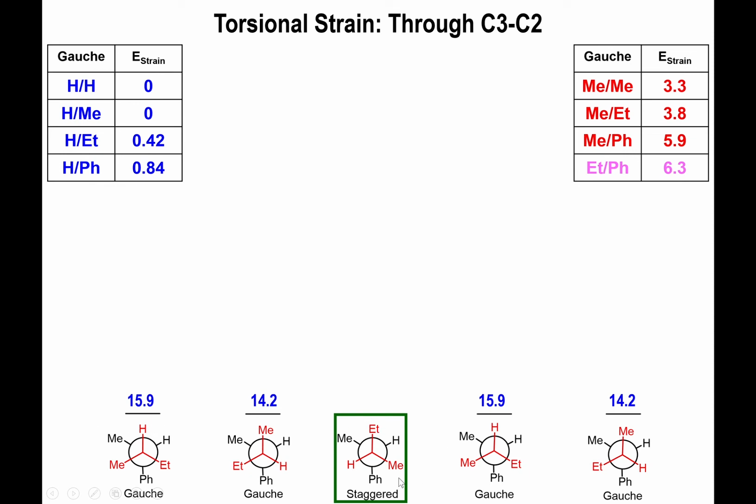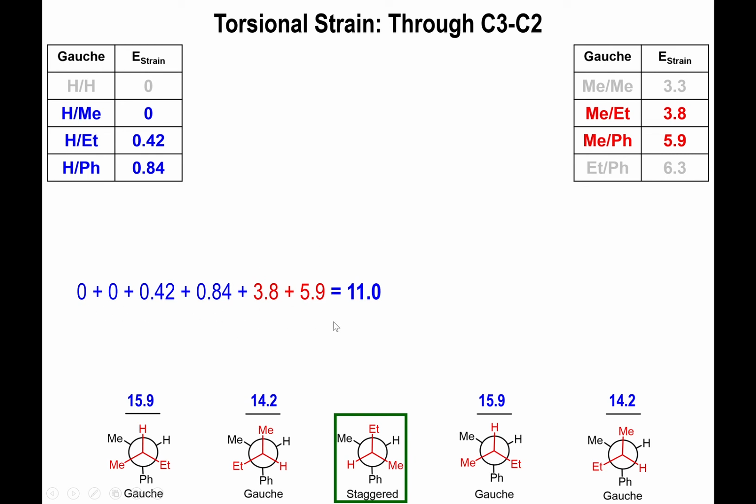The last one we need to investigate is the staggered conformation over here. And for this conformation, we do have ethyl next to methyl, methyl next to hydrogen, hydrogen next to phenyl, phenyl next to methyl, methyl next to hydrogen. So the methyl hydrogen interactions, those are worth 0, right? And there's 2 of those, so that's 0 and 0. Ethyl on hydrogen, however, is worth 0.42. Hydrogen on phenyl is worth 0.84, so we're introducing those values now. We also have methyl next to ethyl and methyl next to phenyl, which are worth 3.8 and 5.9.